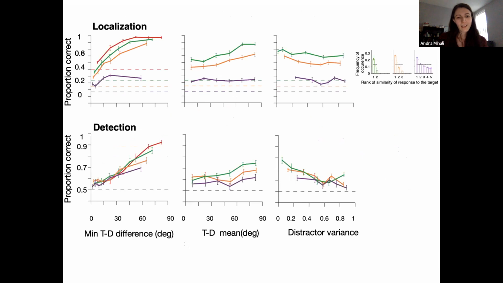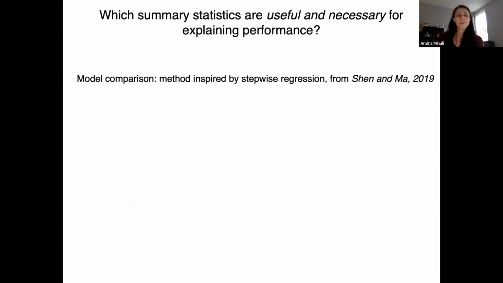So we're putting all the summary statistics together for localization and detection, and we will see if we'll be able to account for this with the optimal observer model. So we're setting the stage for the next part of the talk. But before that, we've seen that each of the summary statistics combined with set size seems to influence performance. But we want to ask which summary statistics are useful and necessary for explaining performance.